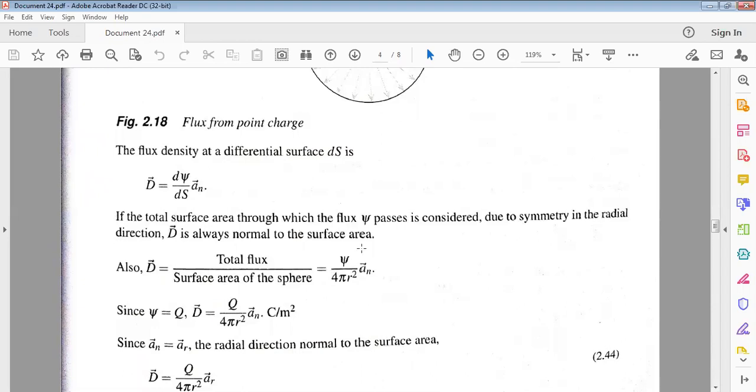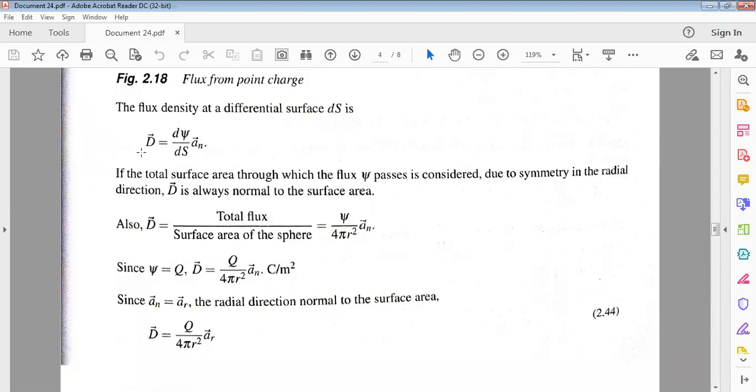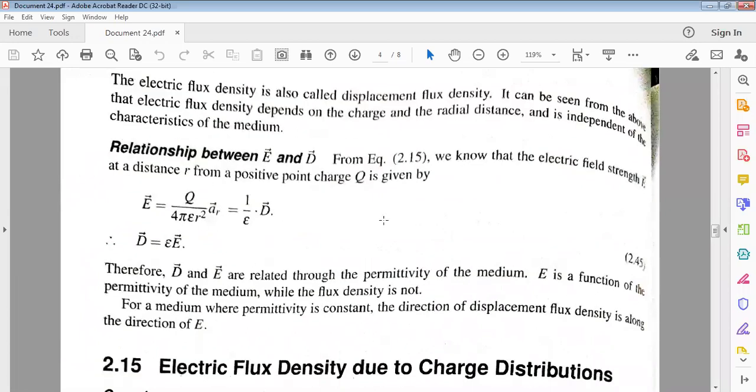Here we have to define the fundamental expression for D. Just substitute the parameters of the sphere. Total flux is psi, surface area is 4 pi r square, so psi by 4 pi r square. Already you know psi equals q as per the definition. So replace psi with q: D equals q by 4 pi r square, in the direction of r.